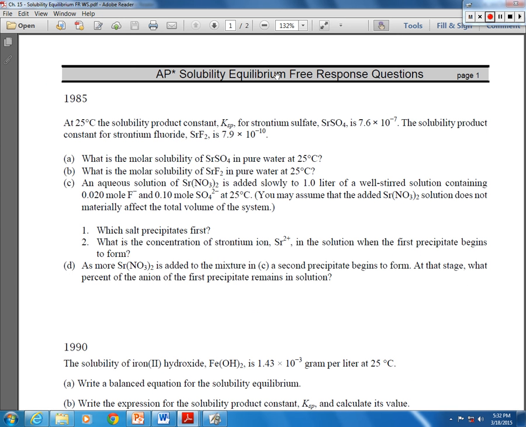All right. C. An aqueous solution of strontium nitrate is added slowly to 1 liter of a well-stirred solution containing 0.02 moles of fluoride ion and 0.1 moles of the sulfate ion. You may assume that added Sr(NO3)2 does not materially affect the total volume. That's good news because we don't want to have to deal with volume changes. That'll change concentrations, right? Which salt precipitates first? That is something I have not taught you guys yet.